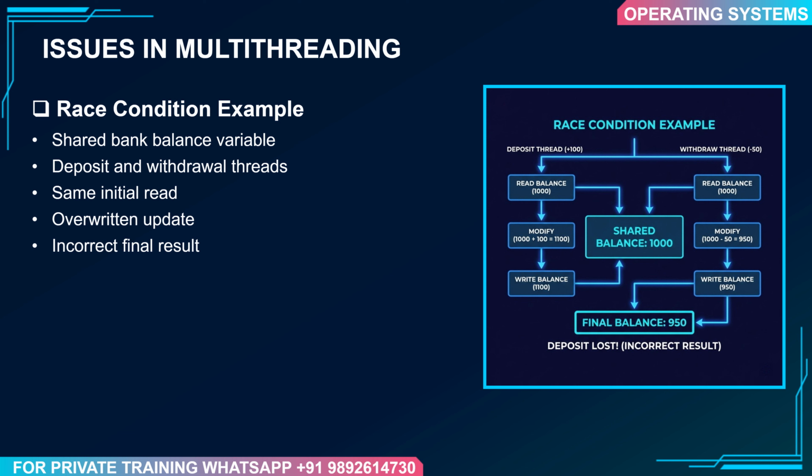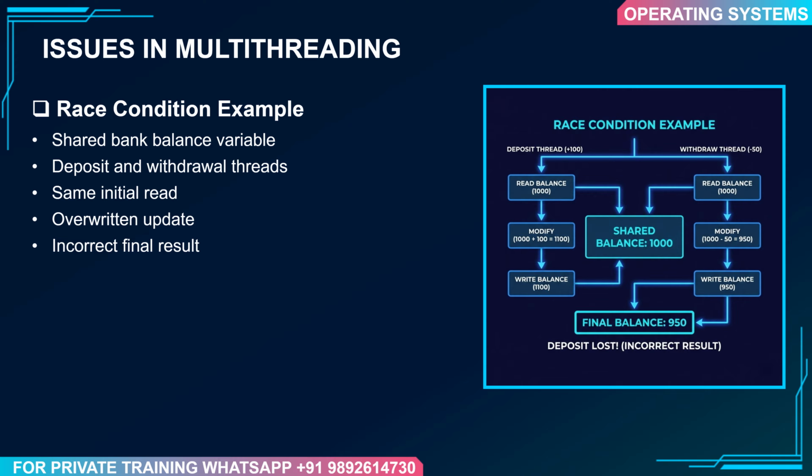Consider a simple example. Imagine a shared variable called balance that stores the money in a bank account. Two threads are running at the same time. One thread is depositing 100 units and another thread is withdrawing 50 units. Both threads read the current balance, modify it, and write it back. Now imagine the balance is 1000 initially.